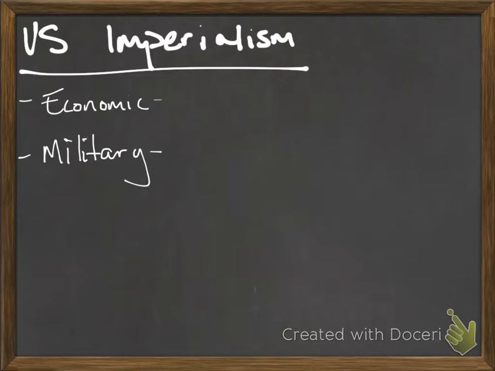The U.S. also has acted imperially for military interests. So they would set up a colony somewhere in order to have a fueling station for planes or for ships, and also to be closer to countries or areas we wanted to defend.